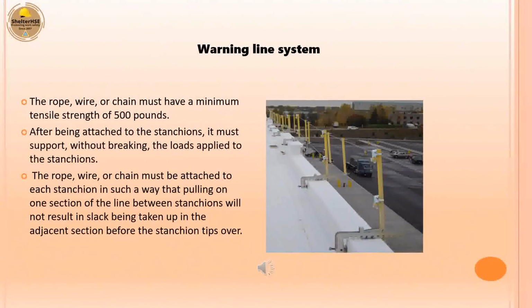The rope, wire, or chain must have a minimum tensile strength of 500 pounds. After being attached to the stanchions, it must support, without breaking, the loads applied to the stanchions. The rope, wire, or chain must be attached to each stanchion in such a way that pulling on one section of the line between stanchions will not result in slack being taken up in the adjacent section before the stanchion tips over.